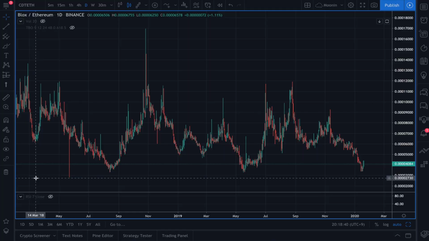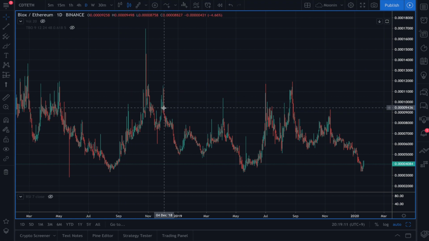So this is it. Aren't you excited? Aren't you like the least bit excited? Well, if you're new to trading, no, you have no idea what you're looking at. What we're looking at here is a chart for CDT on the ETH market. So Blocks, which is the name of the coin or the company, and it's on the Ethereum market. This is a daily chart, and we're looking at Binance Exchange.